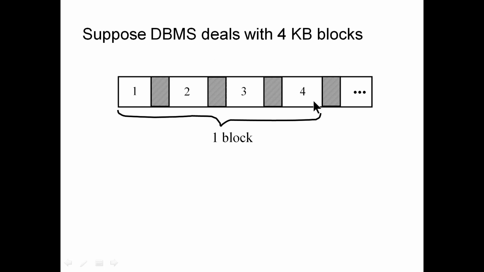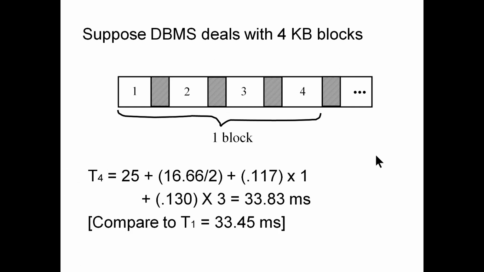Suppose the DBMS deals with 4 kilobyte blocks, 1 to 4 kilobytes. This is actually one block. And you basically have T4, that means you're talking about the time. This time is 25 milliseconds, then you divide 16.66 by 2, and this is your transfer time for one block. So all together it's about 33.83 milliseconds, but you can understand the difference between T1, which is 33.45 milliseconds, and T4. So it's actually taking a little bit more time.